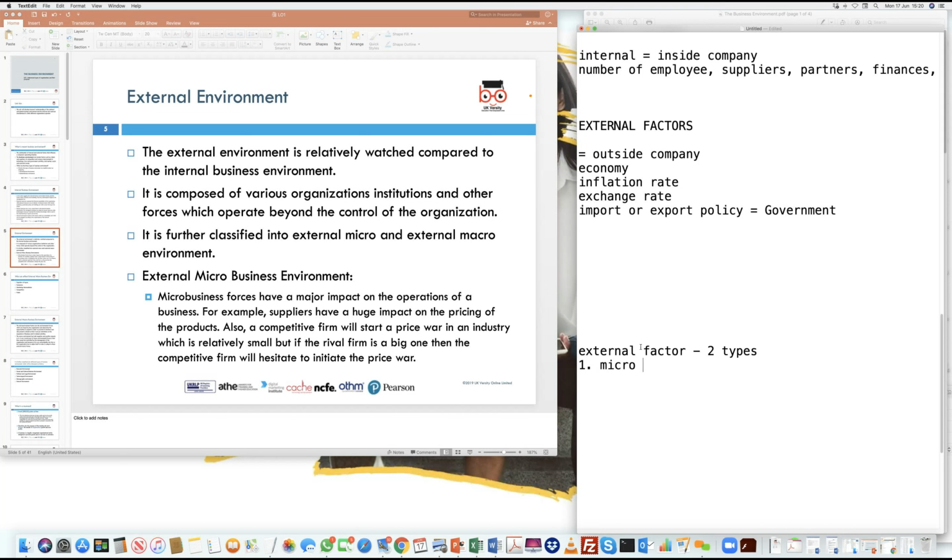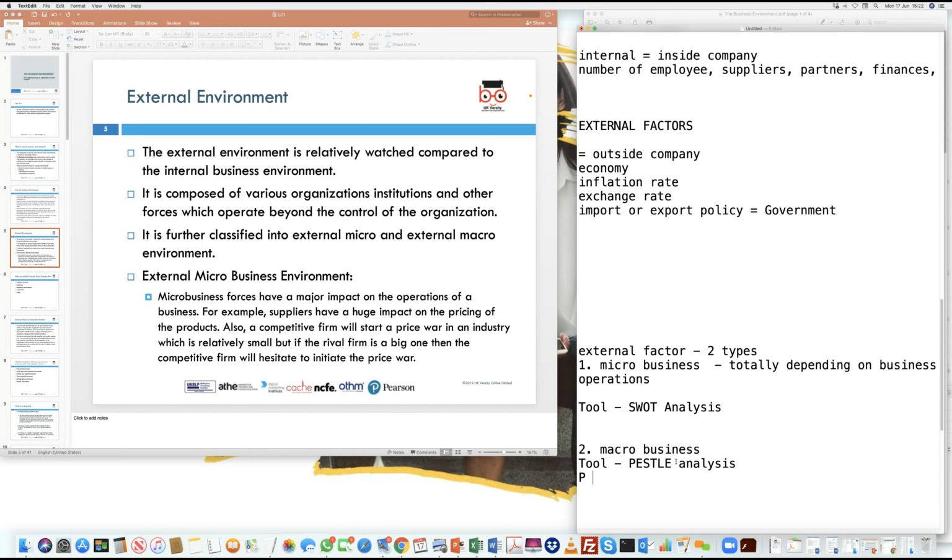So the first type is micro business, and the second type is macro business. Micro is when they are totally dependent on business operations. To understand micro factors, we will use a tool called SWOT analysis. And for macro factors, we will use a tool called PESTLE analysis.